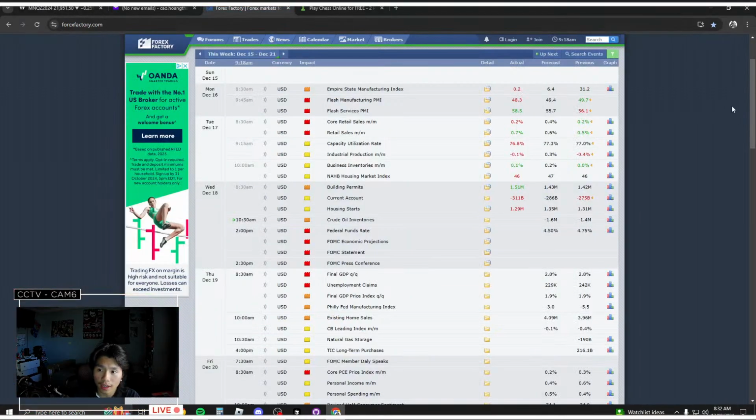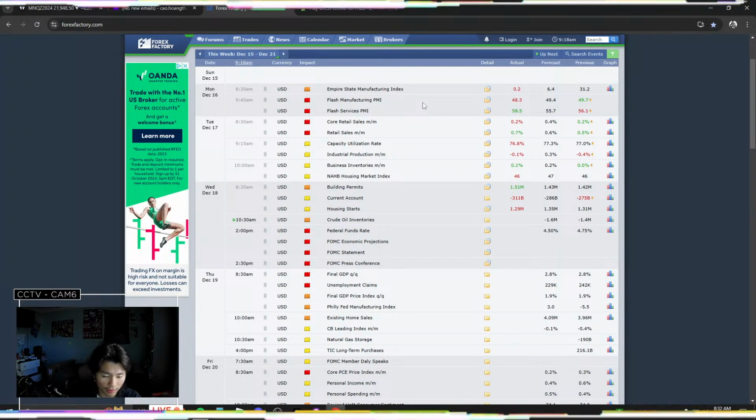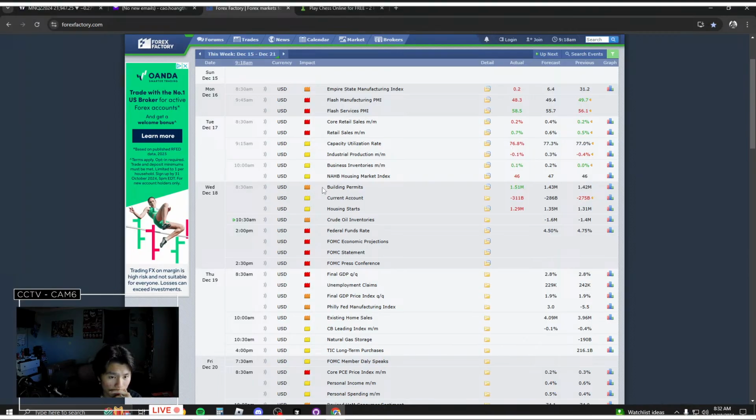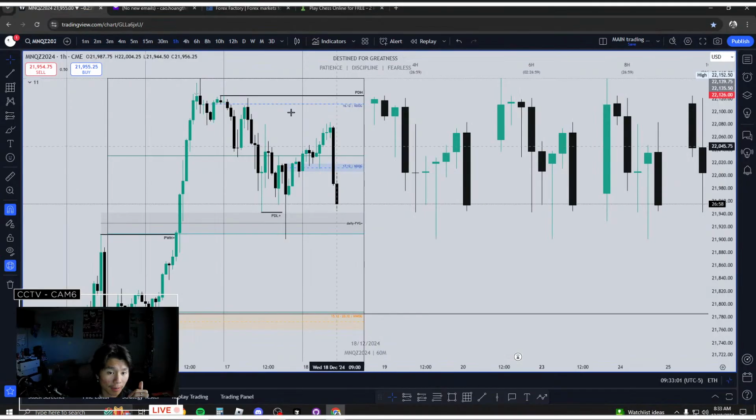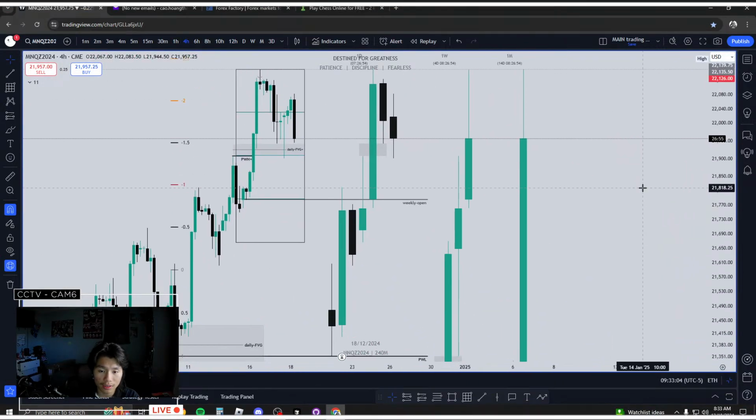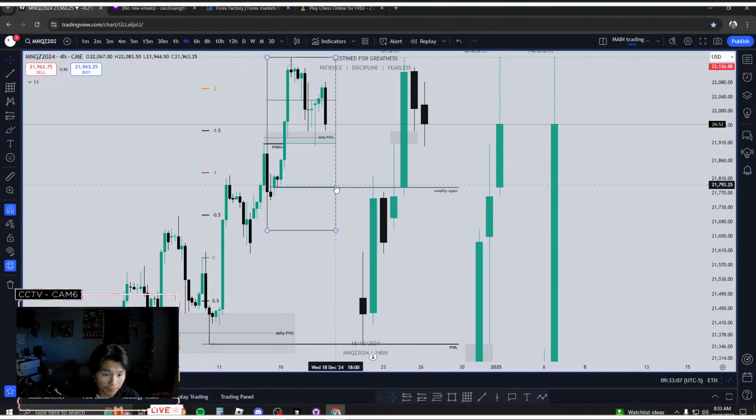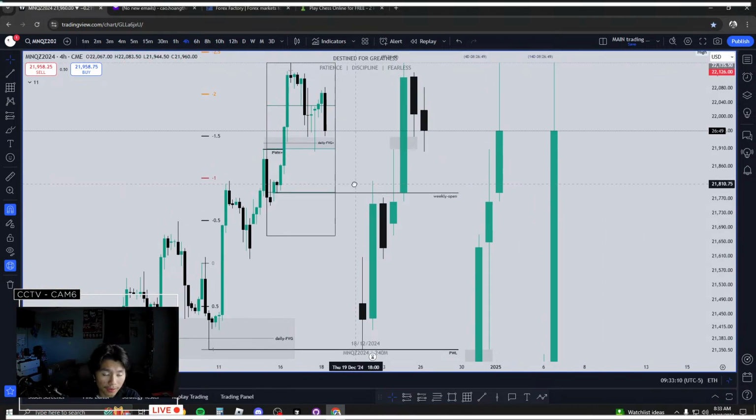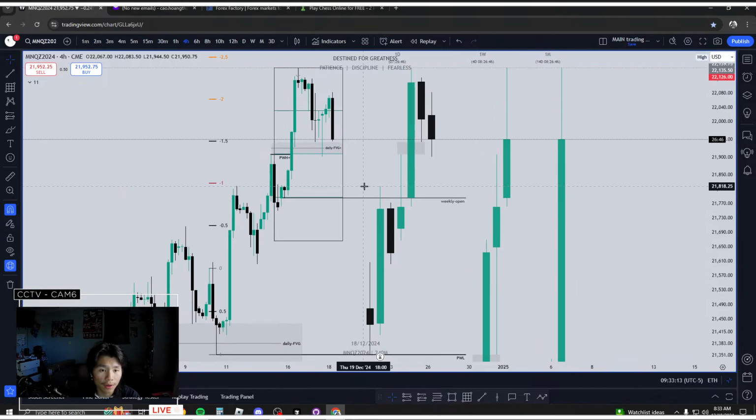Let's take a look at the economic calendar before we really start the analysis today. Coming into this morning, we don't really have any red folder news, at least this morning. But at 2 p.m. and 2:30 Eastern Time, we have the FOMC statement and the FOMC press conference. So today, because we have FOMC, I am anticipating a lot of volatility.